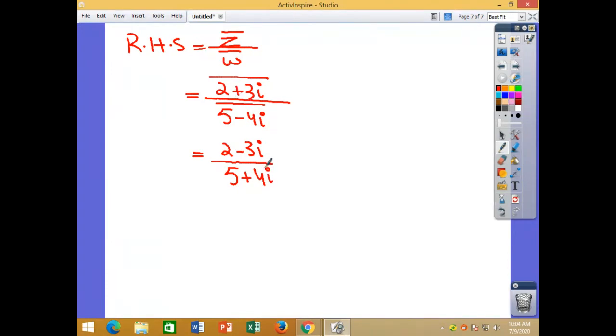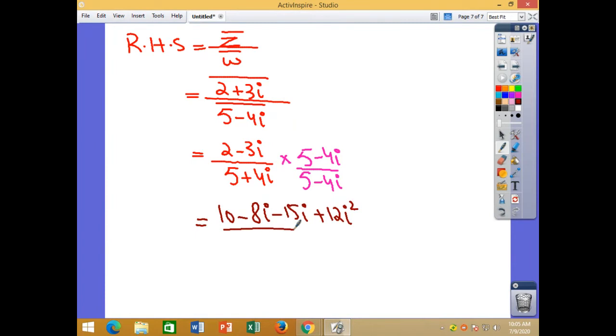Now we see the two complex numbers are in divisible form. Here we multiply and divide by the conjugate: we multiply by 5 minus 4 iota and divide by 5 minus 4 iota. Now after simplification: 2 multiplied by 5 becomes 10. 2 multiplied by minus 4 iota becomes minus 8 iota. Negative 3 multiplied by 5 becomes minus 15 iota. Negative 3 multiplied by negative 4 iota becomes positive 12 iota square.